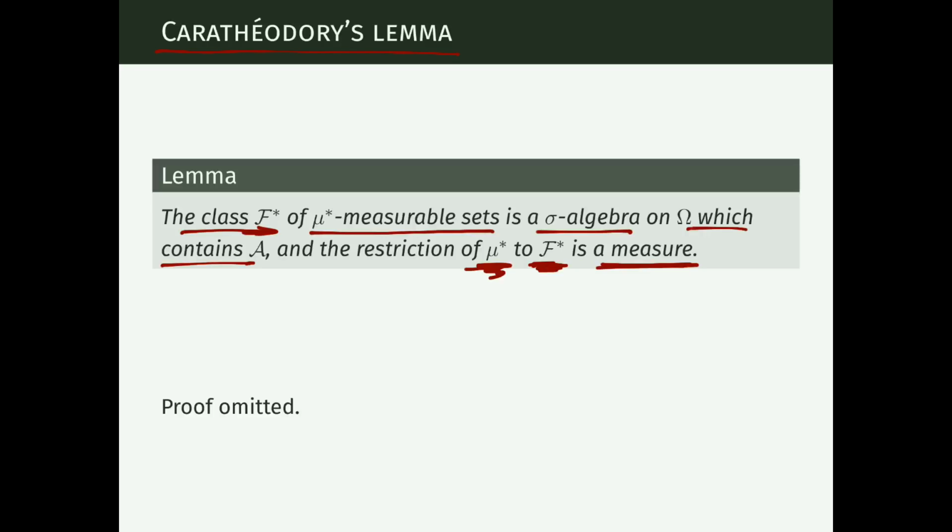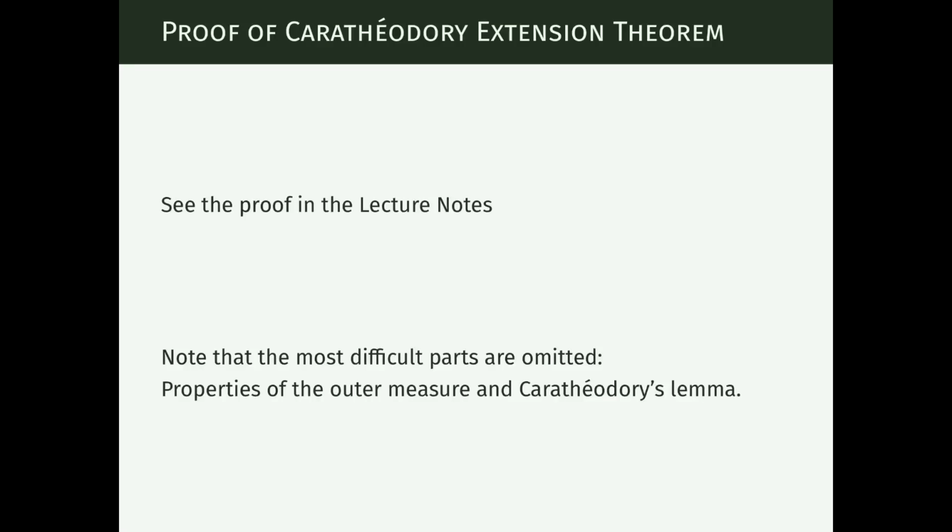This is a very complicated proof that we omit, just like the pi lambda theorem, whose proof we have also omitted. The proof of the CARATHÉODORY extension theorem is not so complicated once we already have the properties of outer measure that we accept without proof and CARATHÉODORY'S lemma from the previous slide. You can see the proof in the lecture notes.